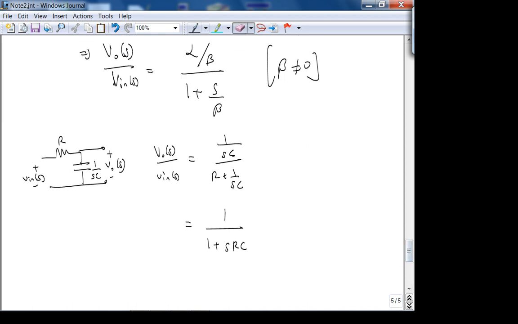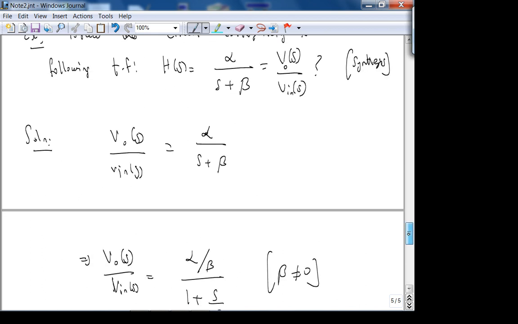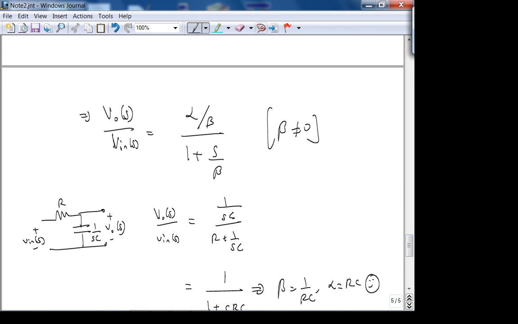So one solution, what Jacob said is, this implies actually beta is 1 over RC, yes? So alpha is RC, so this does work, yes? So that's fine. I'll accept that as a solution, right? Because this is a synthesis problem, there's no right answer. The point I want to test, how will I score points? How will you score points? If you write this, half the problem is done.